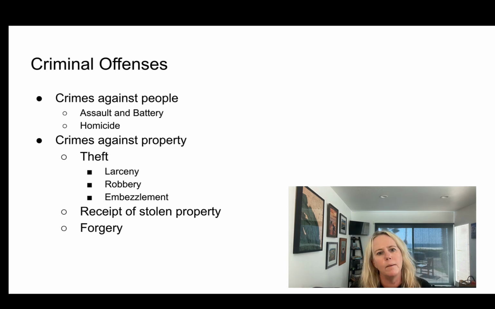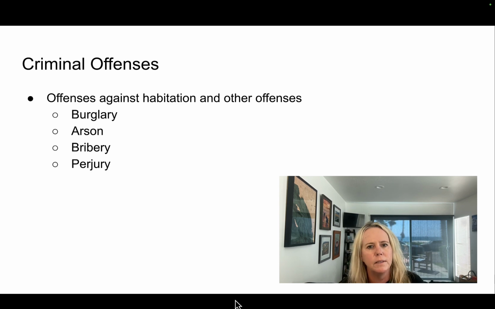And then there are crimes that relate to fraud, or using lies and untruths in order to acquire someone's property. Forgery, for example. Somebody takes one of my checks, signs my name to it without my permission, and then goes to a check cashing place and cashes it. That is both fraud and forgery. Okay, so let's talk about crimes against property.